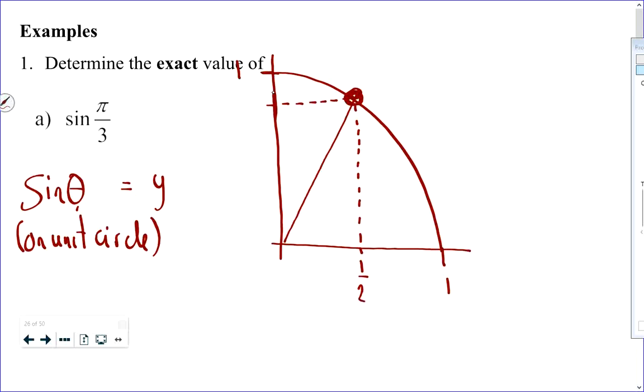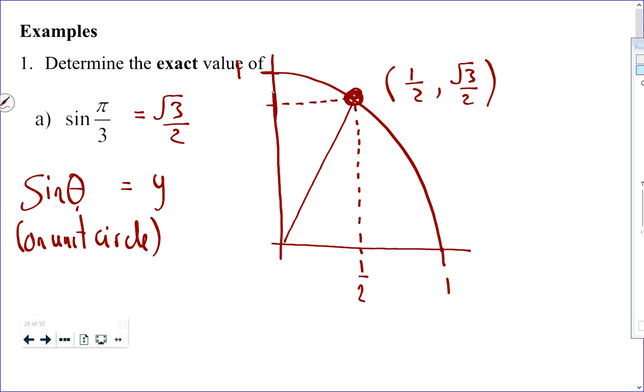And how many of you, by a show of hands, have kind of graduated towards just picturing that in your head to decide which one is the half? Yeah. That's fine. One way or another, you need to be able to determine that the coordinates of this point are a half comma root 3 over 2. So what is the exact value of sine of pi over 3? Root 3 over 2. And we did these questions last year. What does this mean?